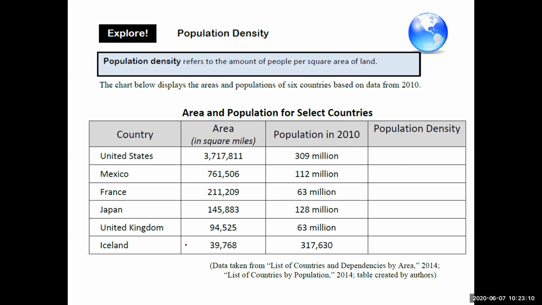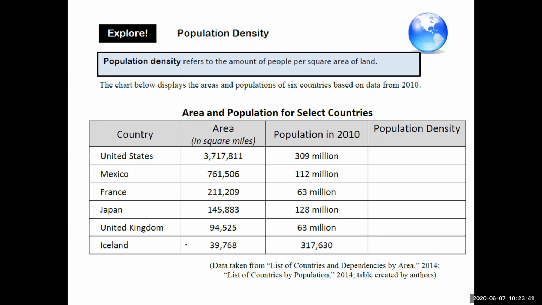Is that okay? So right now we're going to be talking about population density. And we actually skipped that page. So that is on page 30. All right. So population density. And be careful you don't confuse population density with per capita, right? So population density refers to the amount of people per square area of land. So people per square area. That means that we're going to divide the population by the square area.